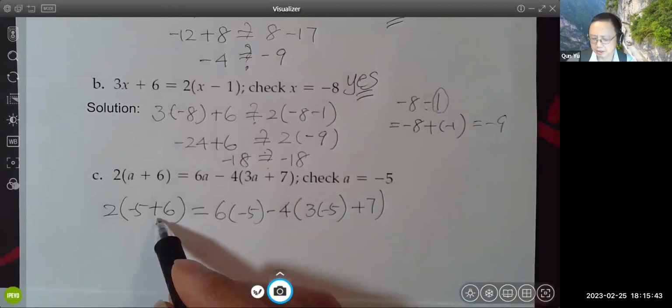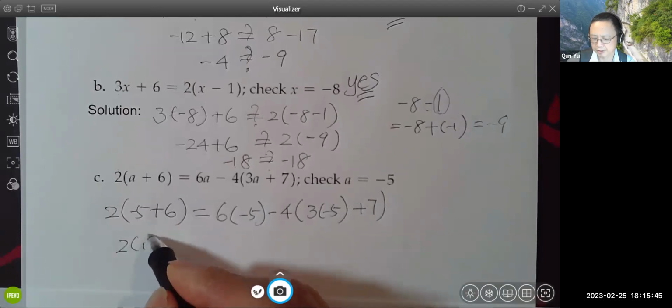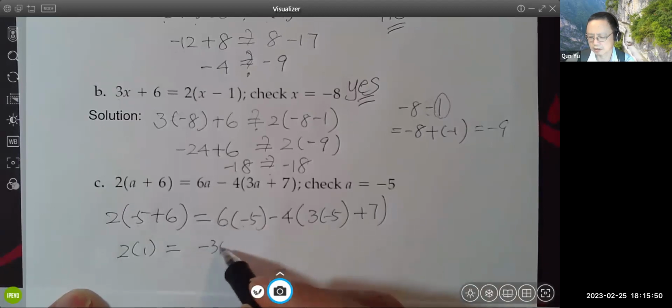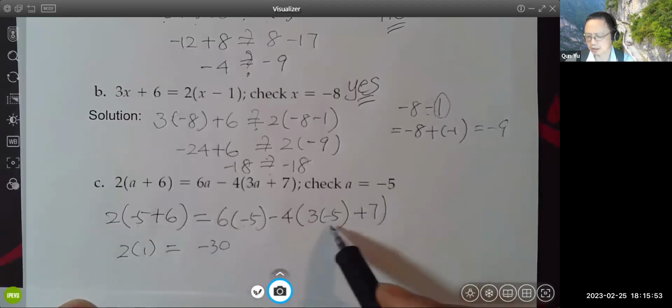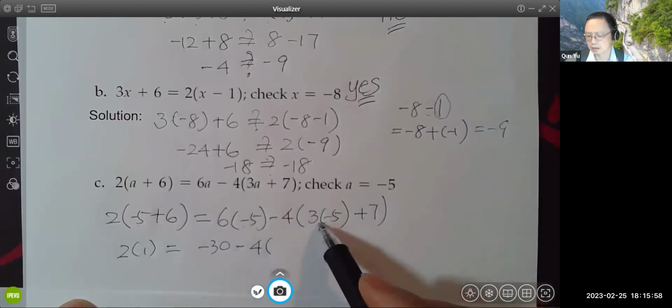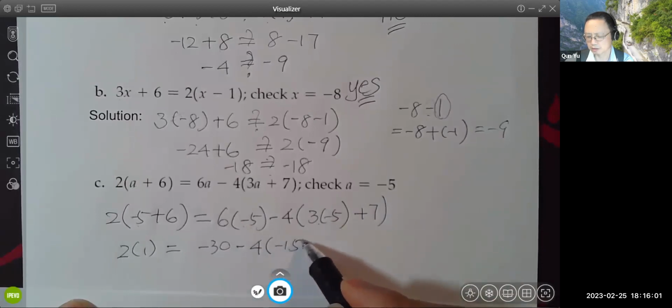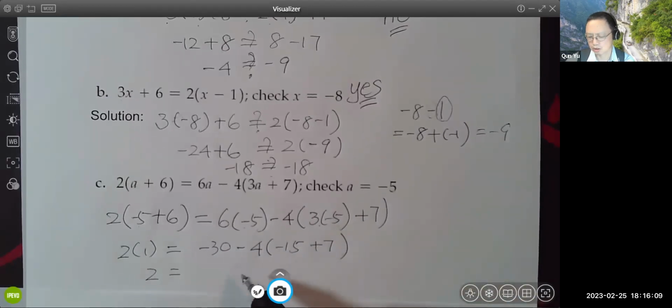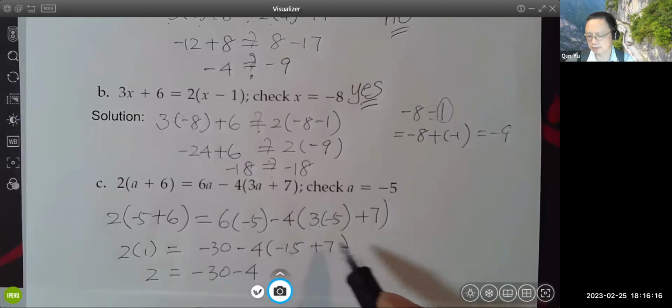Now, -5 plus 6 is +1. So I do it step by step. And this is -30. Then let's do this part inside the parentheses first, right? Order of operations. This is -15. We do multiplication first before we do addition. Plus 7. On the left-hand side, we get 2. We need to do this part first. Again, I try to do it in a step-by-step manner. -15 plus 7, 7 gets canceled. You get -8 left.